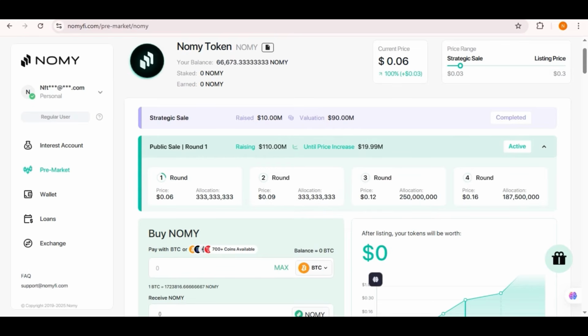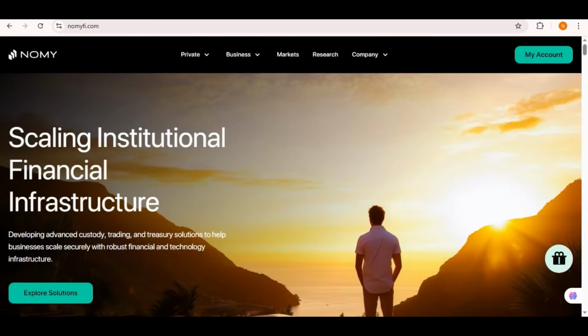The team behind NOMI has been involved in launching hundreds of successful projects, and now they're releasing their own. That's a big deal. I see strong 10x potential this year, but of course, nothing is guaranteed. Let's see where this goes in the bull run.